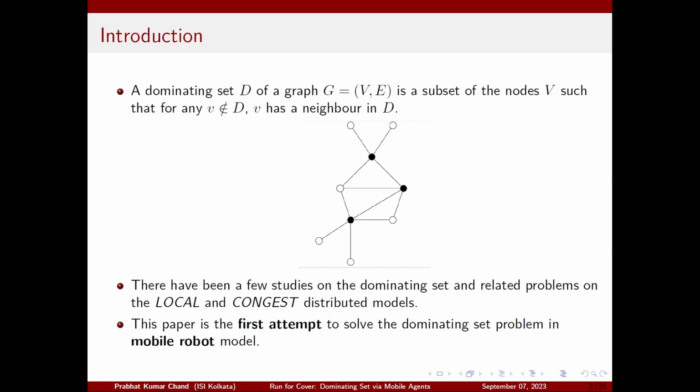The dominating set problem is a classical and well studied problem in classical graph theory, and there has been a few studies on the dominating set and related problems on the LOCAL and CONGEST distributed models. Our paper is the first attempt to solve the dominating set problem in the mobile robot model.